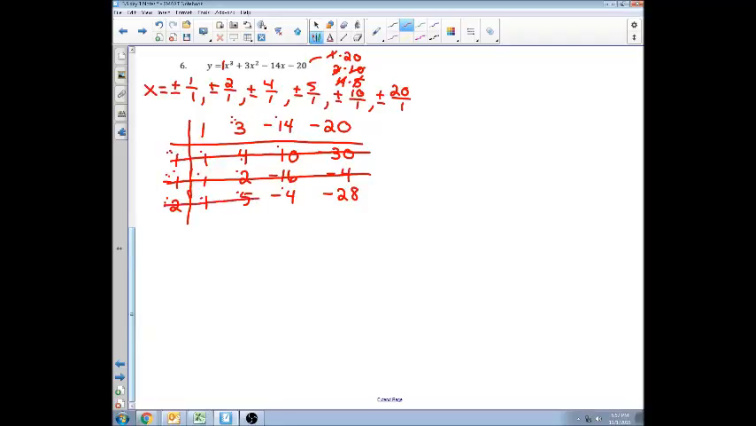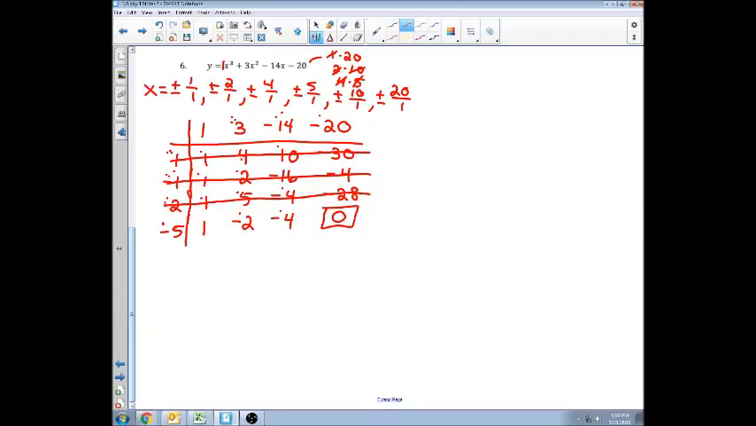But what I'm going to do is take you to the point where it's actually going to work, which is -5. If I drop the 1, 1 times -5 is -5. -5 plus 3 is -2. -2 times -5 is +10. +10 minus 4 would be -4. -4 times -5 would be +20. +20 minus 20 would be 0. So this would work in that case.